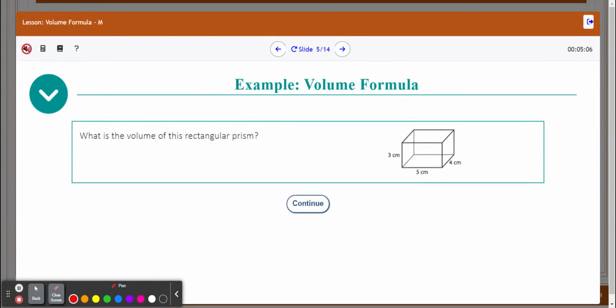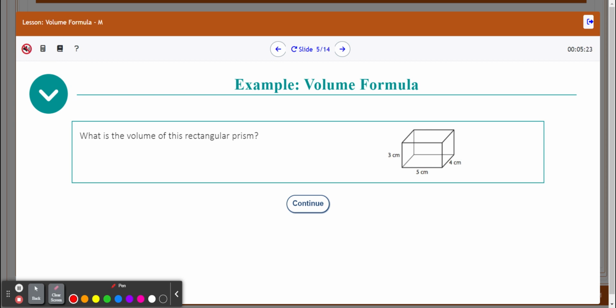Lesson number 41, volume formula. Okay, so volume measures the capacity, what's the inside of a 3D object. Basically, it's like how much can an object hold on the inside.